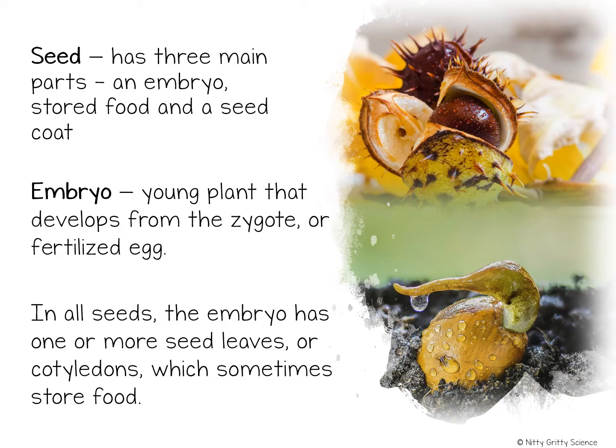When an embryo begins to grow, it uses the food stored inside the seed until it can make its own food by photosynthesis. The embryos have one or more seed leaves called cotyledons, and sometimes food is stored in these, and sometimes food is stored outside the embryo, but still inside that seed coat. The seed coat acts like a protective plastic wrap, and it protects the embryo and the food from drying out, which allows the seed to remain inactive until conditions are favorable for it to grow.